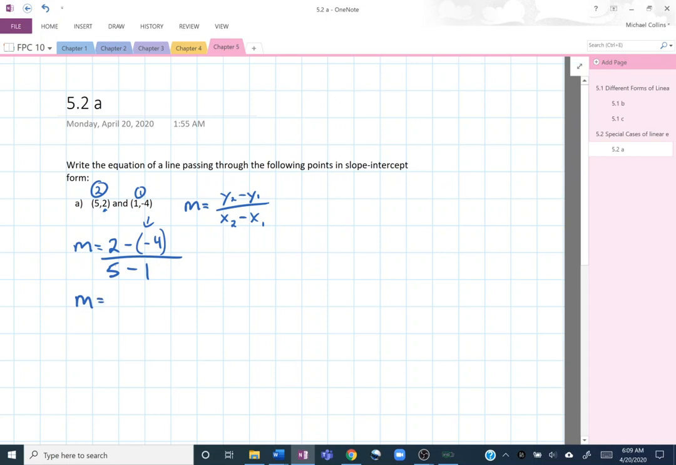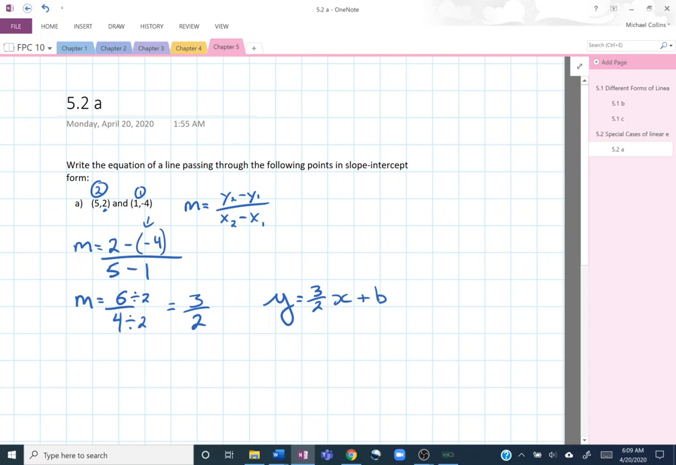My slope is going to be, I think, 6 over 4. Again, every single time we write a slope, we want to make sure it's in lowest terms. This one can, in fact, be reduced. I can divide top and bottom by 2, and end up with a slope of 3/2. Okay, so I've got a slope, and we want it in slope-intercept form. So when I look at this, I end up with y is equal to 3/2 x plus b.